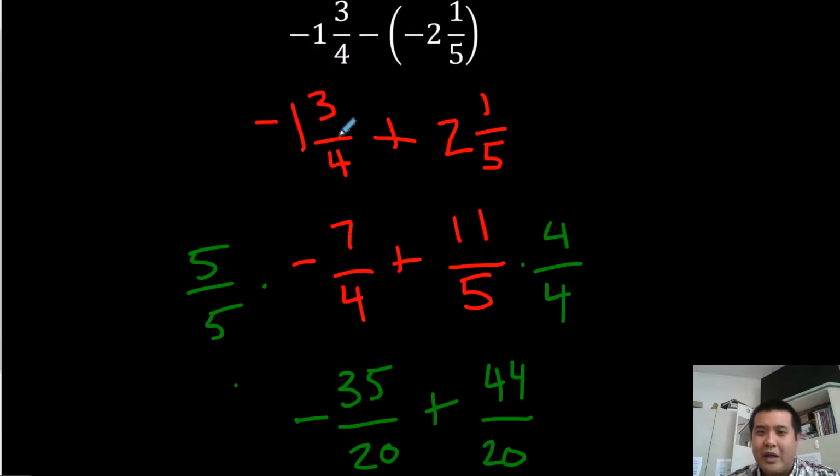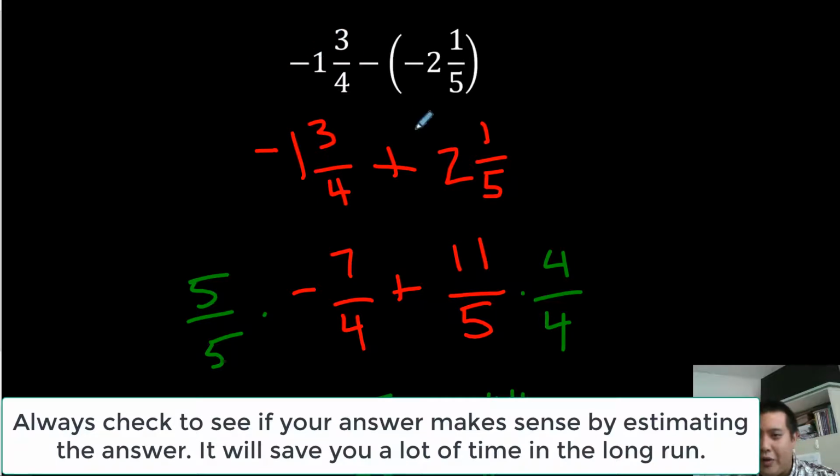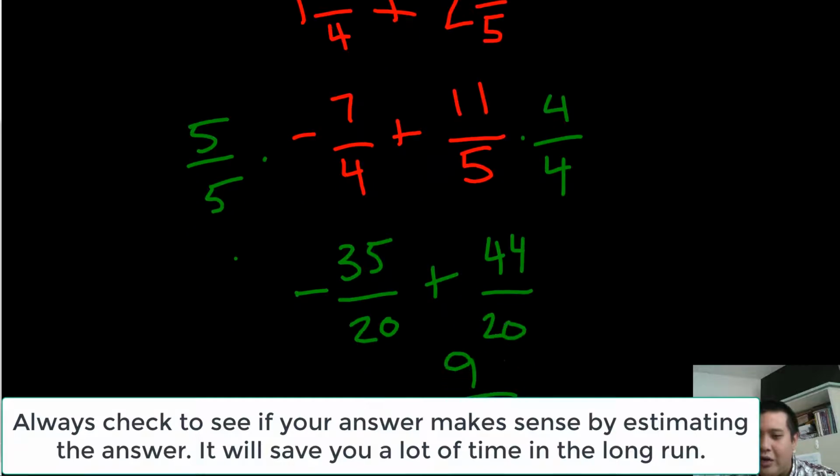And that kind of makes sense because negative 1 3/4 plus 2 1/5 is going to be a little bit more than 0, because this is close to negative 2, this is close to 2, but this is a little bit more than 2, this is a little less than 2. So negative 9/20 makes sense.